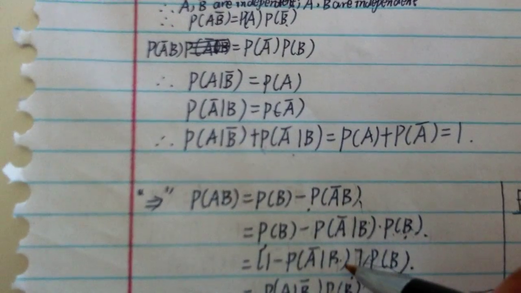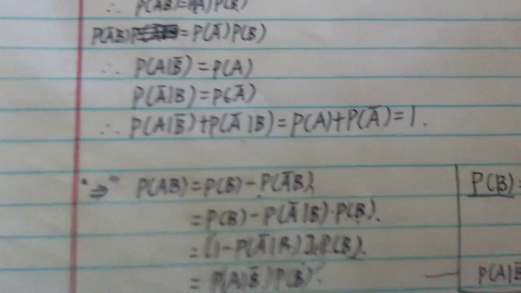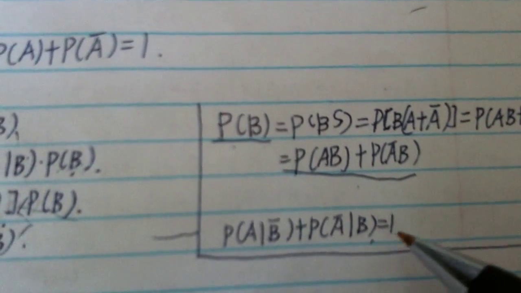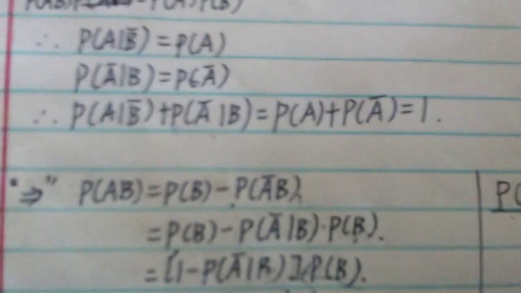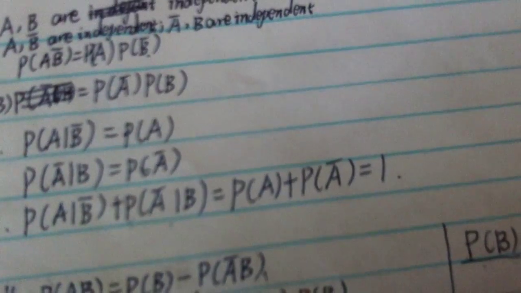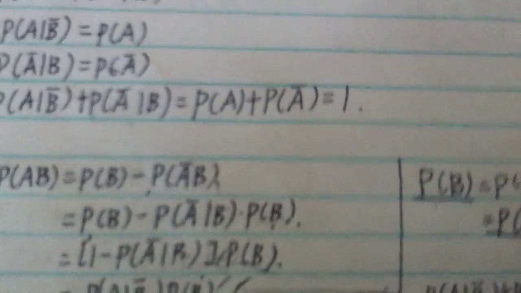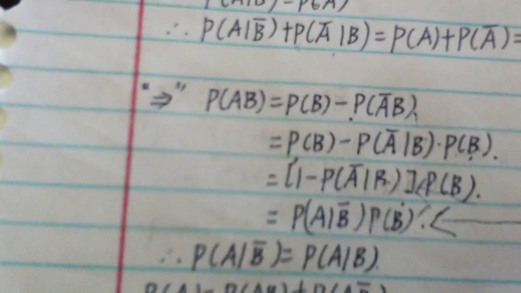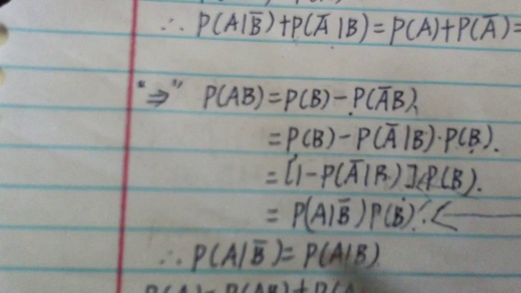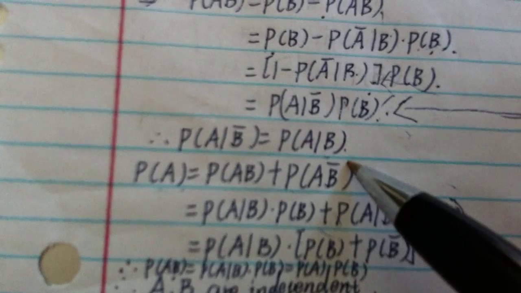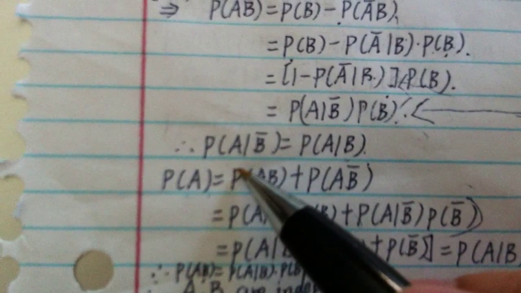And from the condition, the probability of A assuming B naught plus the probability of A naught assuming B equals 1, we can get this from this function. And then we should take the probability of B to the left side, and we can get the probability of A assuming B equals the probability of A assuming B naught.